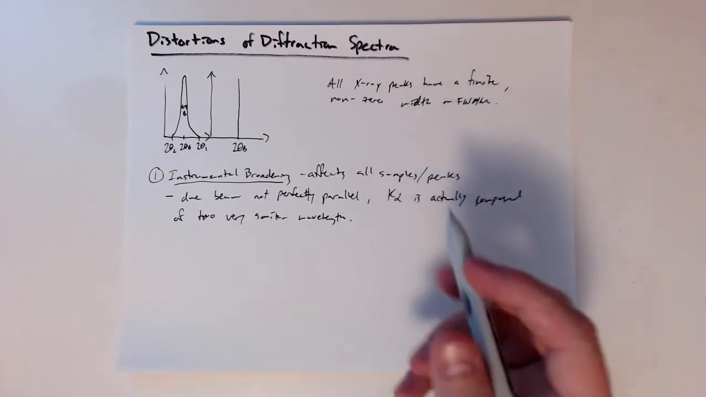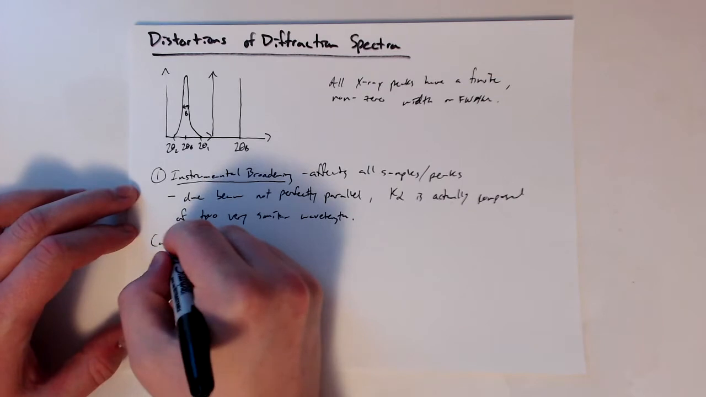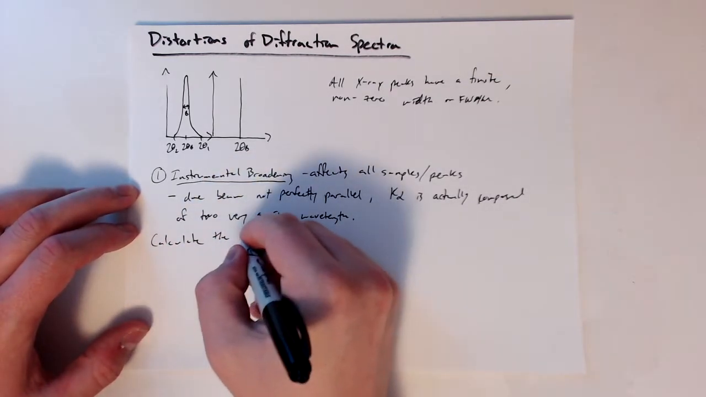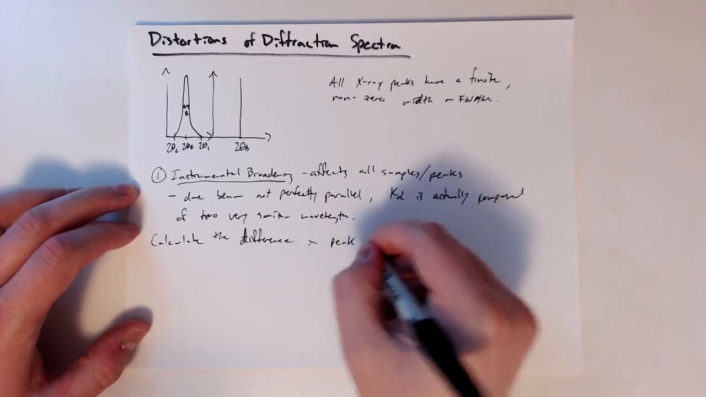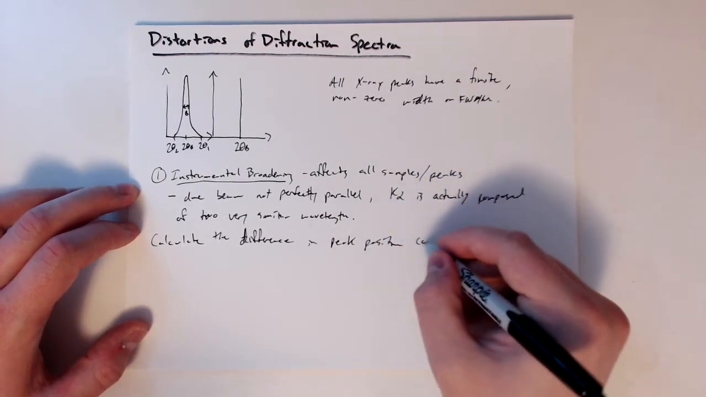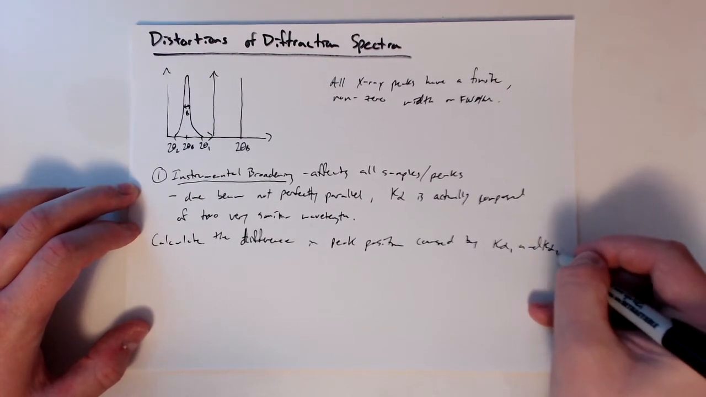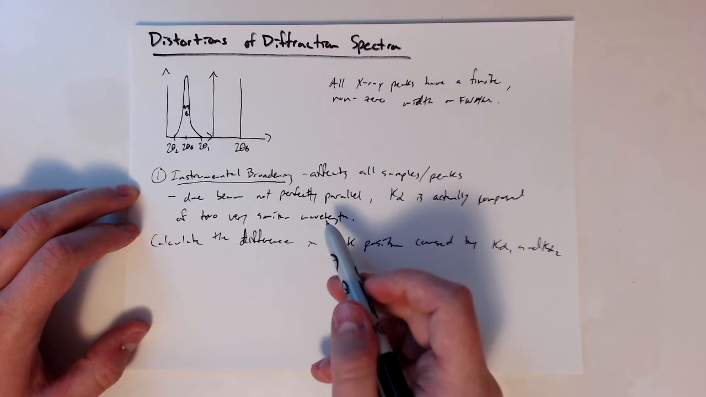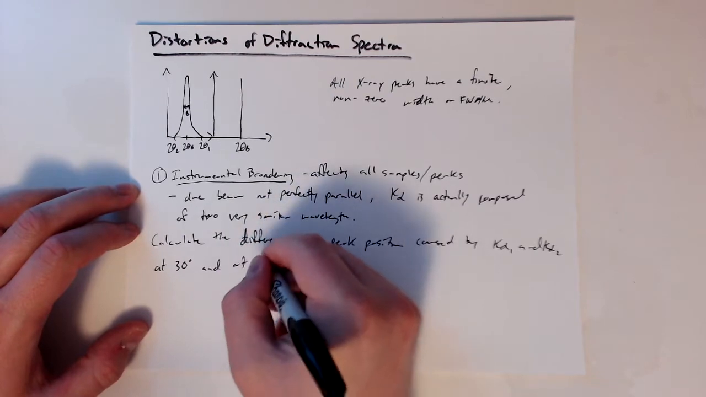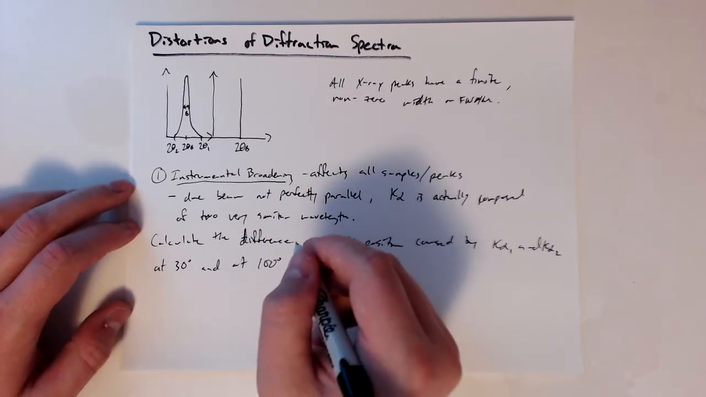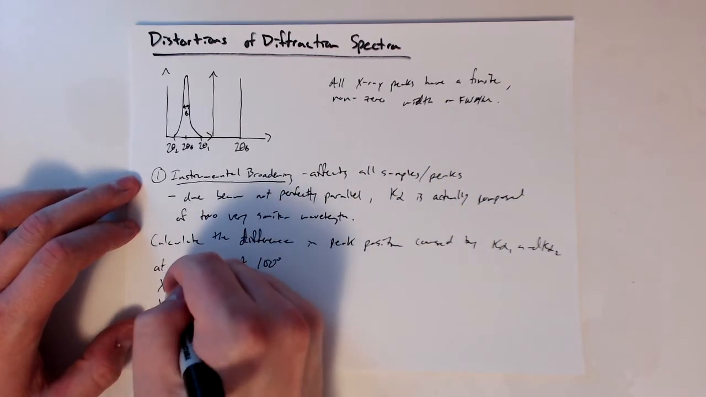All right. So before we go on, let's look at one of the quiz questions. What I want you to do is calculate the difference in peak position caused by K alpha 1 and K alpha 2. Those are the two similar wavelengths we're talking about, at 30 degrees and at 100 degrees. I'll give you the wavelengths from the book, or you can find them in the book.